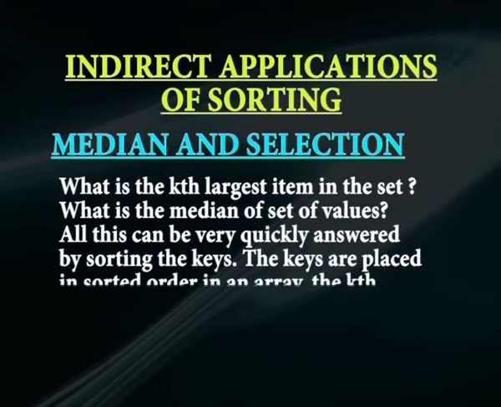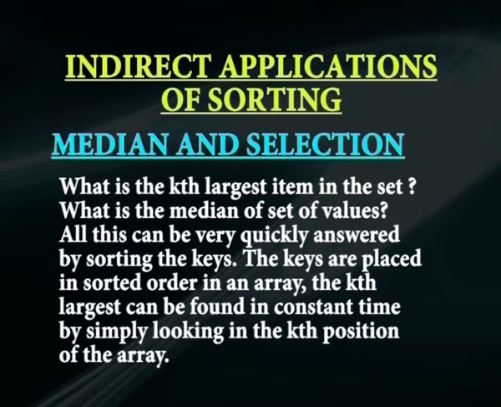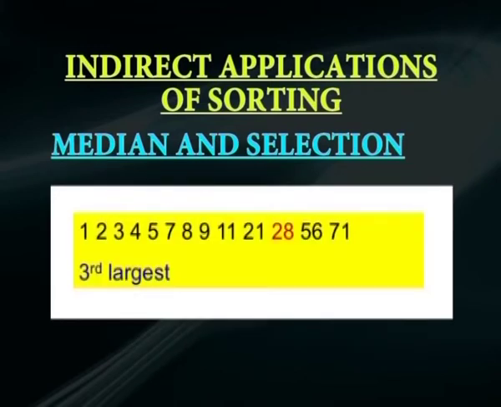The keys are placed in sorted order in an array. The kth largest can be found in constant time by simply looking in the kth position of the array, as shown in the following slide. The median can also be quickly found by looking at the middle element in the sorted list.